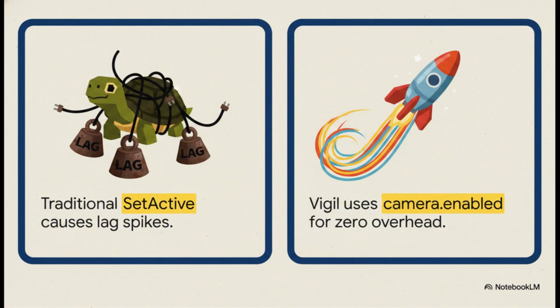The old-school, heavy way to toggle objects in Unity is using SetActive(false). Well, that's a massive performance killer. It literally forces the engine to recalculate physics and clear out colliders, which causes those nasty lag spikes. But Vigil takes a highly optimized approach. It never actually deactivates the game object. Instead, it just disables the camera component itself by setting camera.enabled = false. That one little trick drops the rendering overhead down to absolute zero while keeping all your lifecycle events and gizmos perfectly intact. It's beautifully simple and brutally efficient.